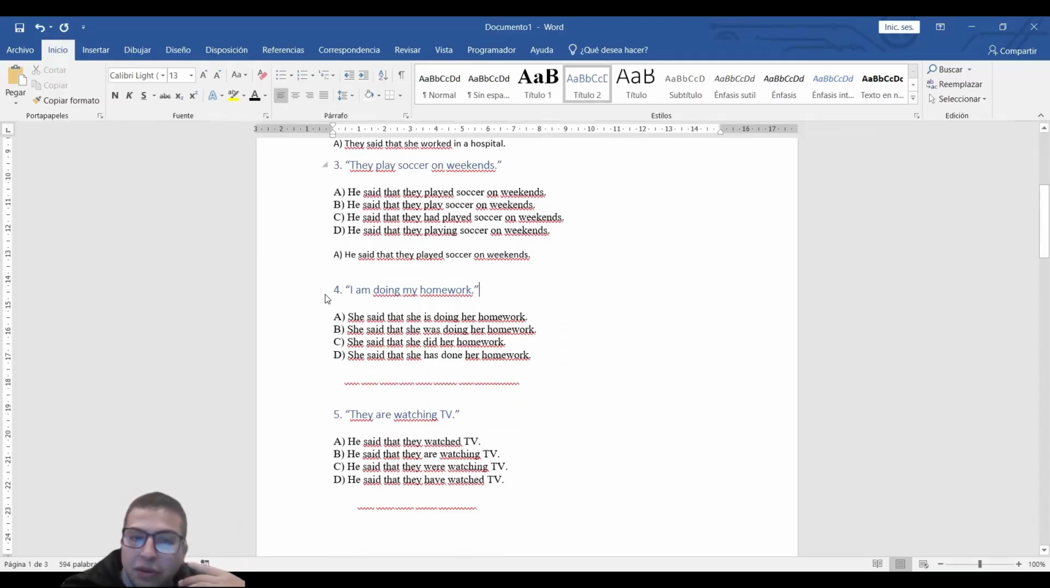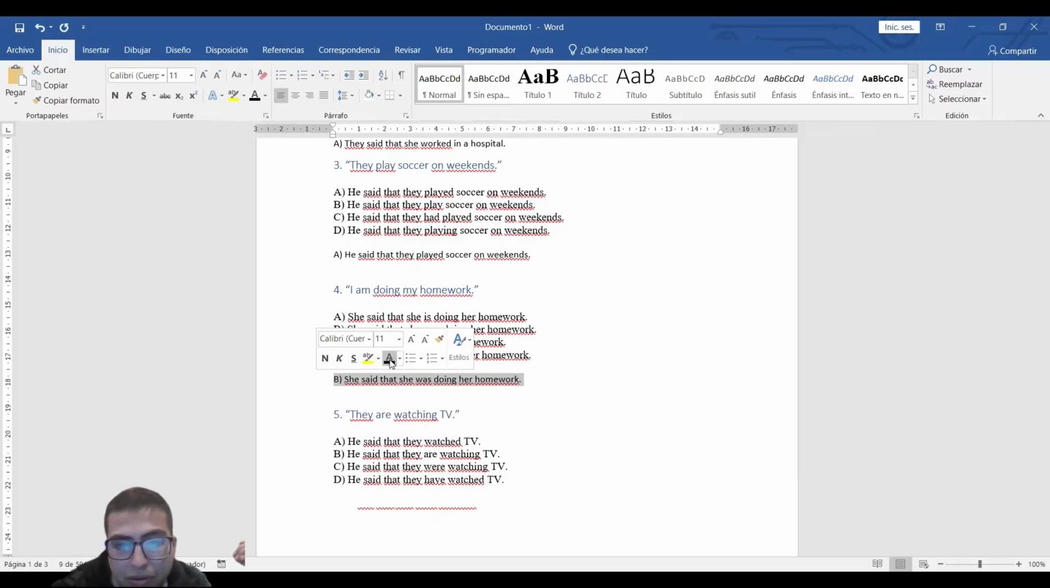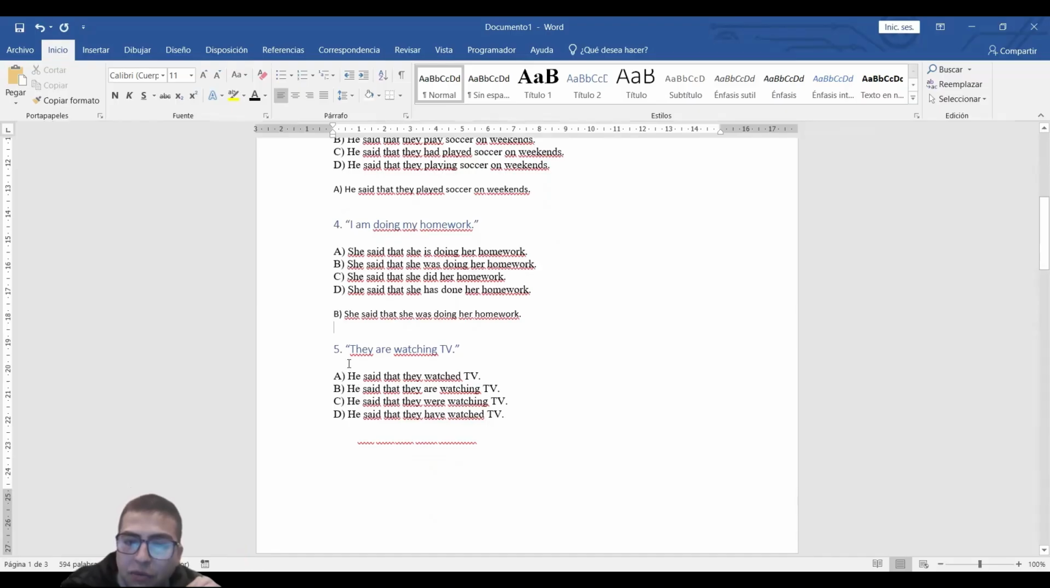And Andy, help me with sentence number 4. I am doing my homework. The correct answer is letter B. She said that she was doing her homework. Correct. This sentence is in present continuous, and here we have to change to past continuous. We only change the verb to be, am, is, are, for was or were. In this case, was.